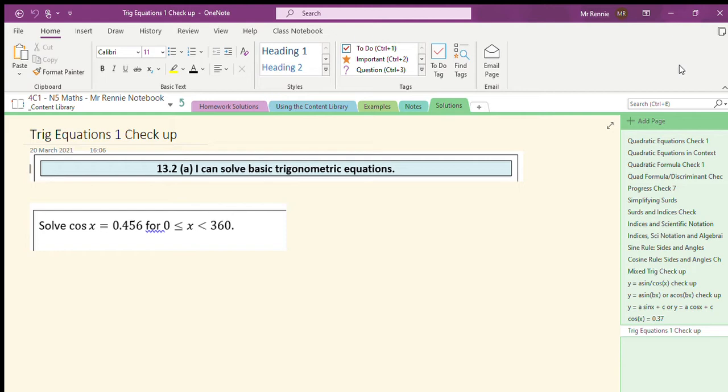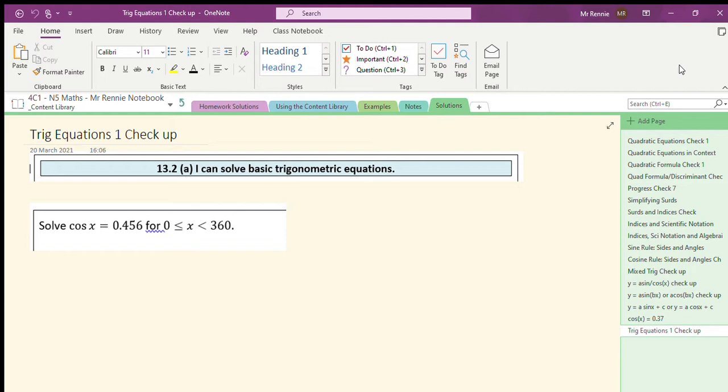When you're watching this, I'd like you to be copying this down into section 13.2 part A, where it's asking, can we solve basic trigonometric equations? The first two questions are from the notes. I'm going to ask you to copy these down into your notes, but also check how you managed to get on by trying them yourself.